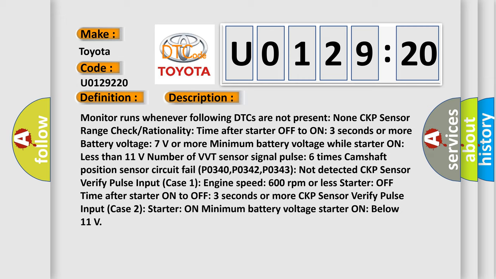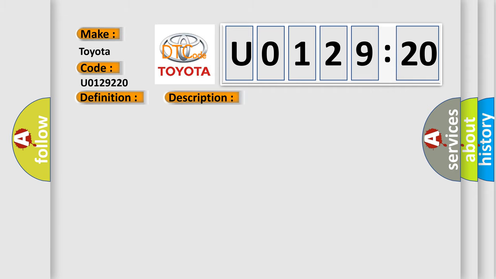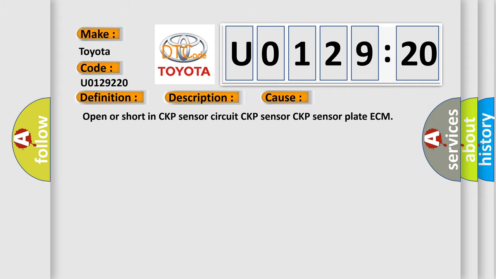This diagnostic error occurs most often in these cases: open or short in CKP sensor circuit, CKP sensor, CKP sensor plate, ECM.